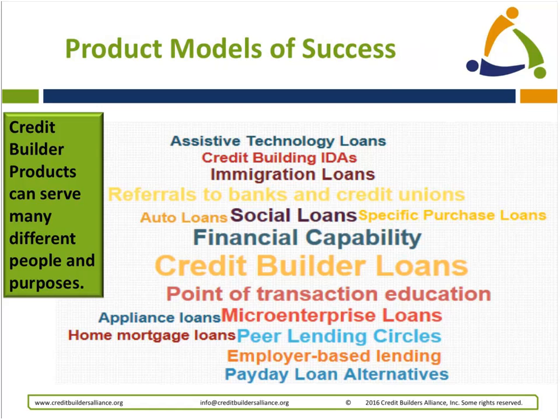Like I said, we're seeing so many different innovative products that are out there helping people to build credit. In addition to just building credit, some of these loan products can serve a lot of different types of people and purposes, such as reducing dependence on predatory products through payday loan alternatives and consolidation products. They can help people manage monthly or unexpected expenses, purchase a specific need, such as assistive technology, build savings and assets, and build small businesses.